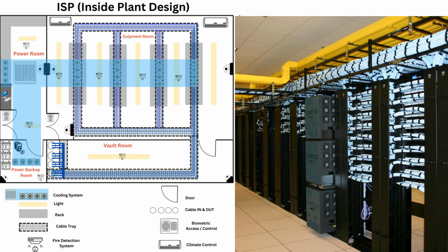This image provides an overview of the inside plant, or ISP, design, showcasing the arrangement of equipment rooms, power systems, cooling systems, and cable management within the central office.